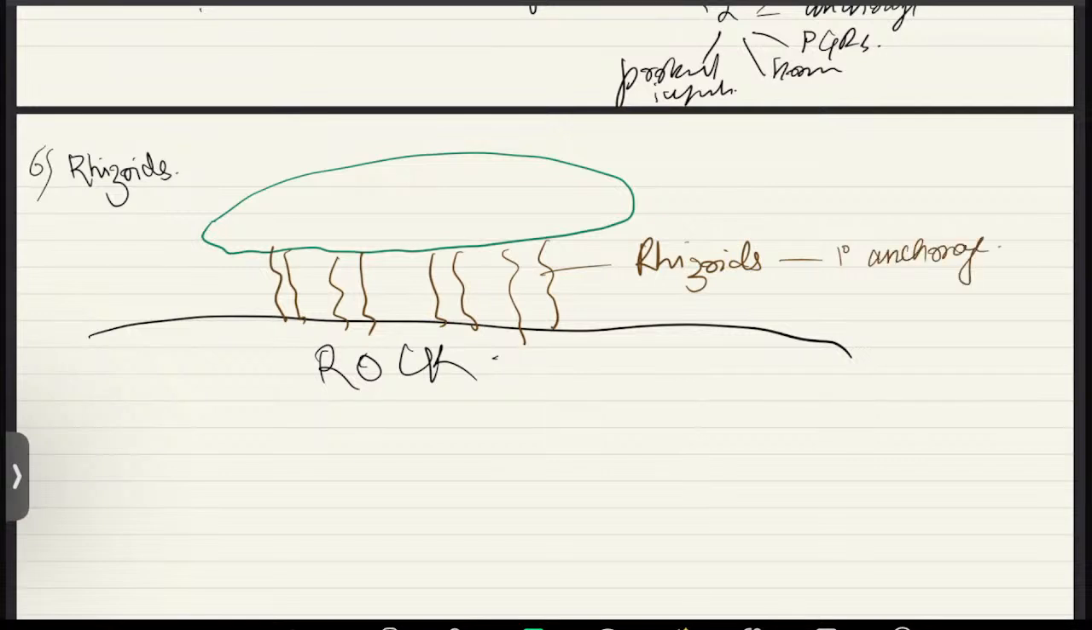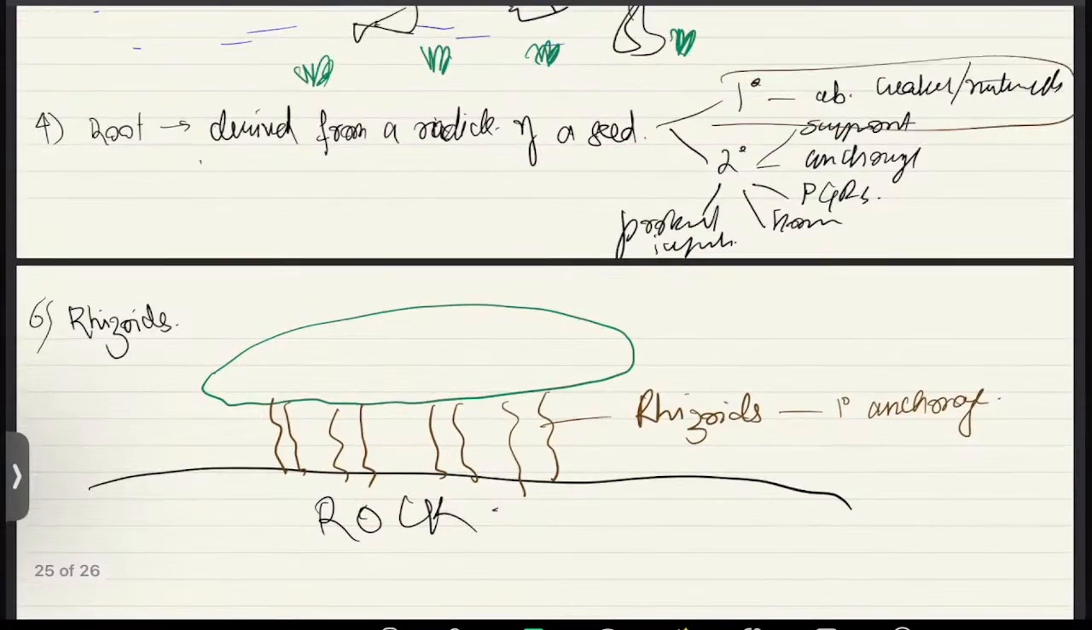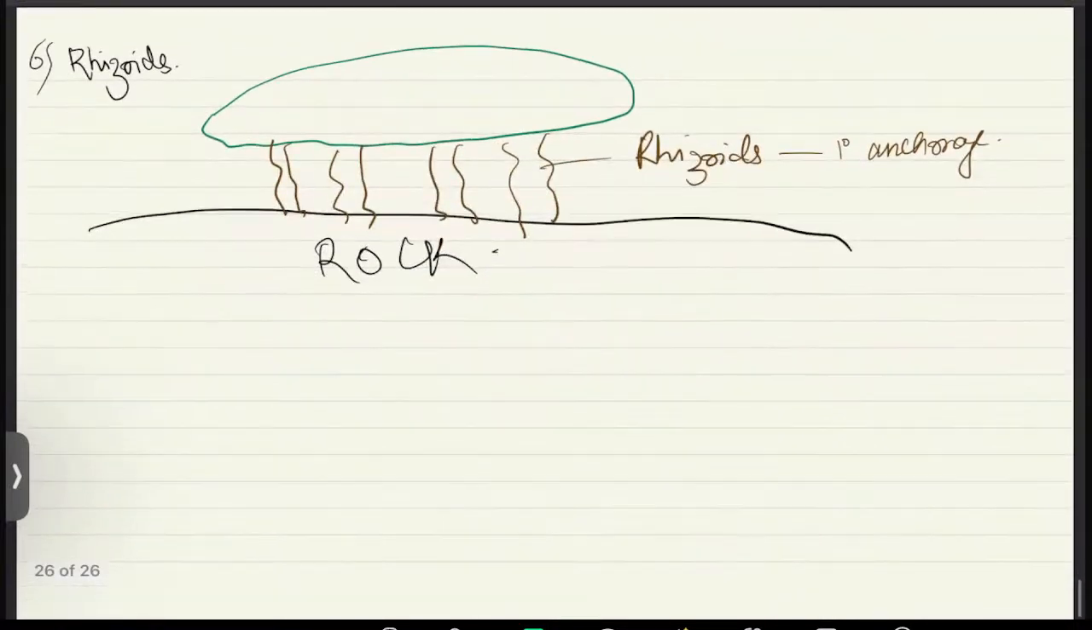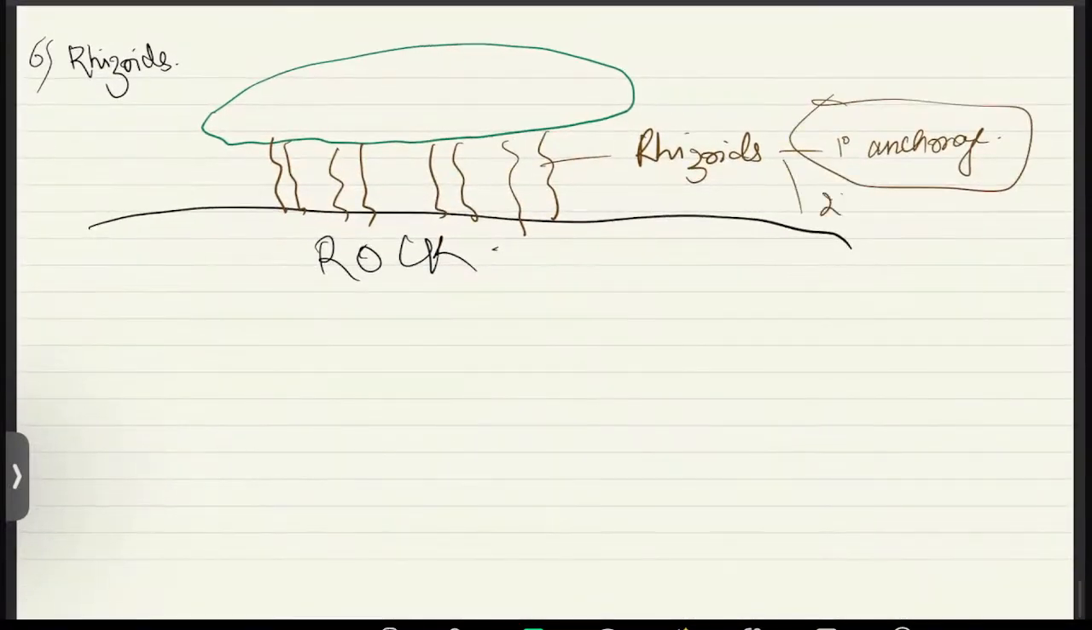See how the function has been reversed. Here the primary function was absorption. Here the primary function is anchorage. Secondary function is absorption and so on. Whatever. Main function is anchorage. Got it? How roots are different from rhizoids. Anything else? No. Yeah, we can move forward.